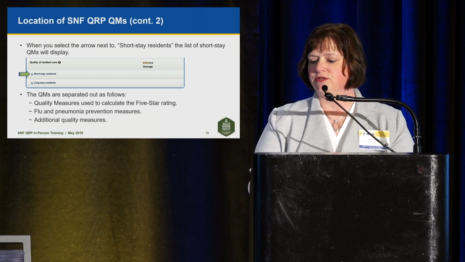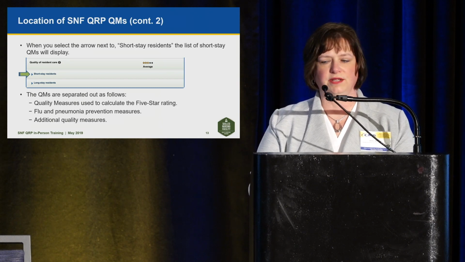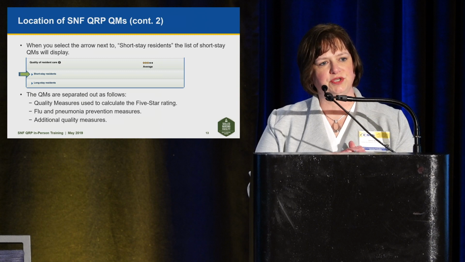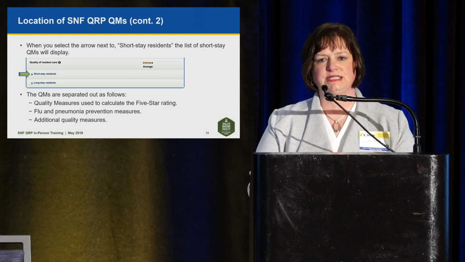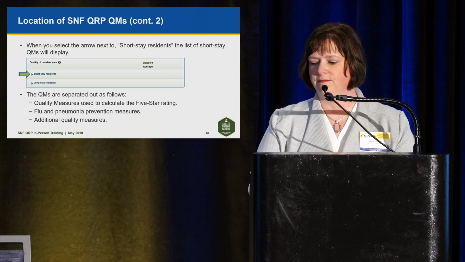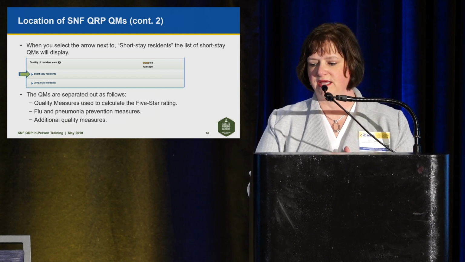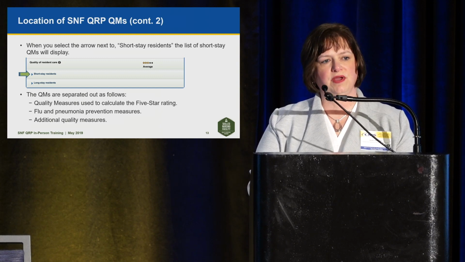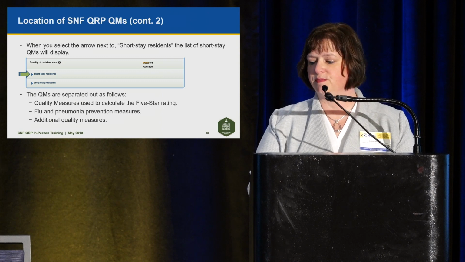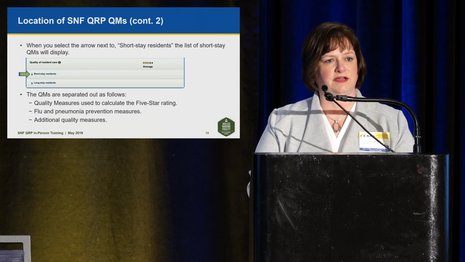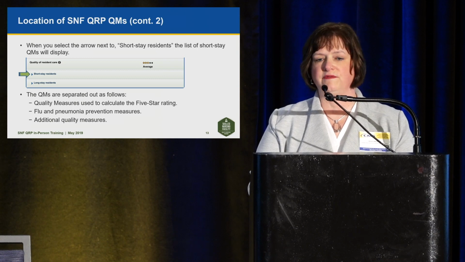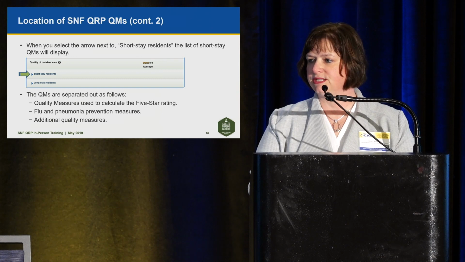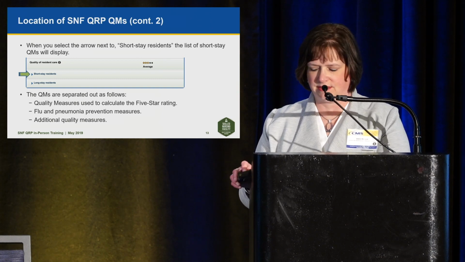If you would like to drill down to the QRP quality measure data, you will scroll down the page a bit and locate the section that's highlighted here with a green arrow, which is the short stay resident section. Simply select the arrow that's displayed next to the label, and the list will expand. The QMs are categorized by those that are used to calculate the 5-star rating, those that are flu or pneumonia prevention measures, and then there is a section of additional measures.